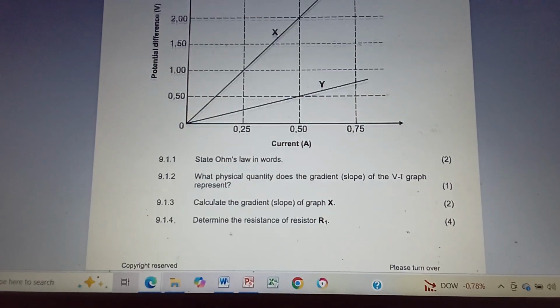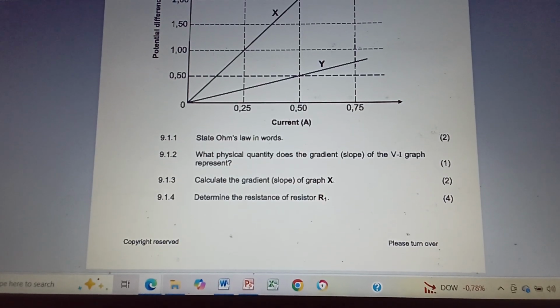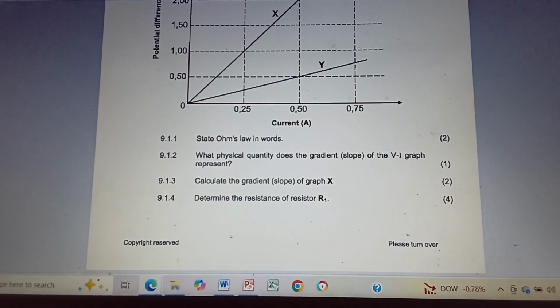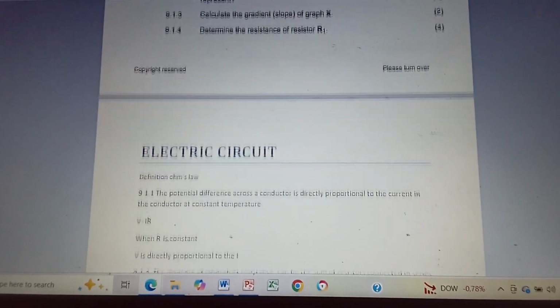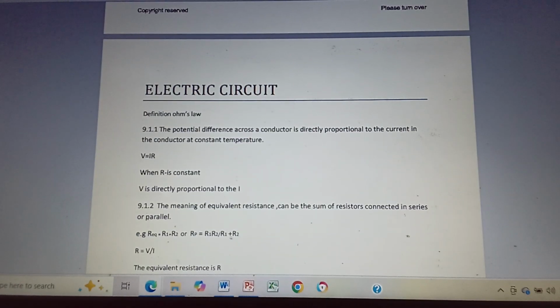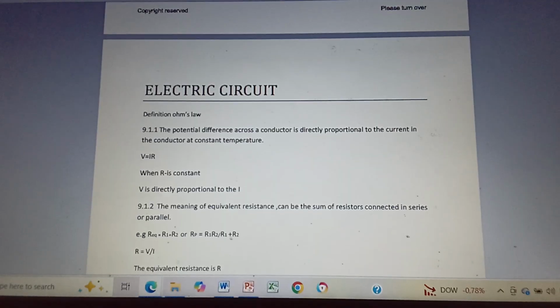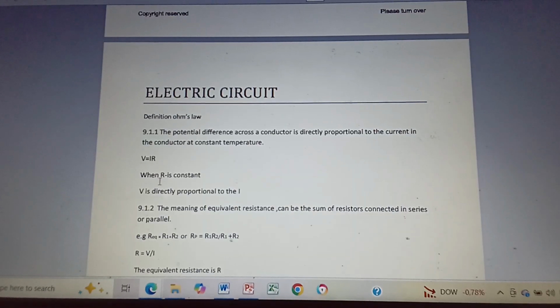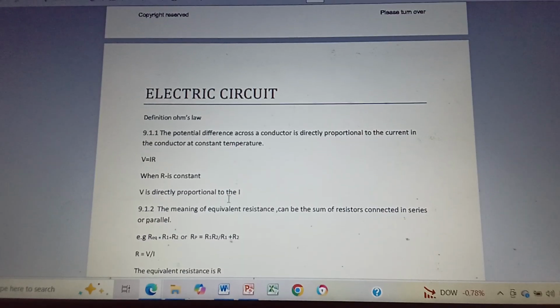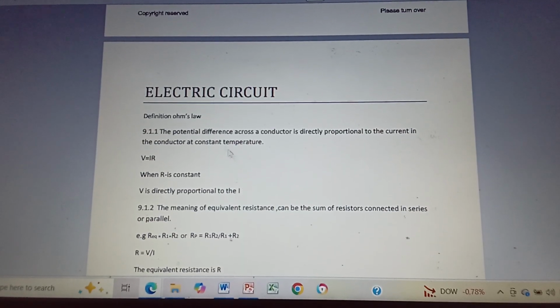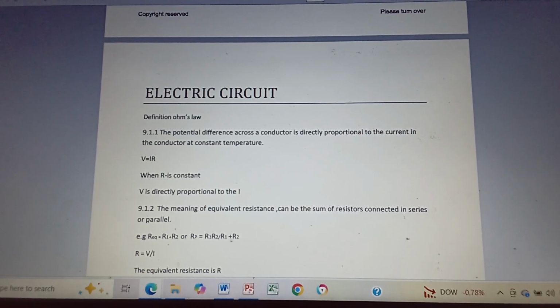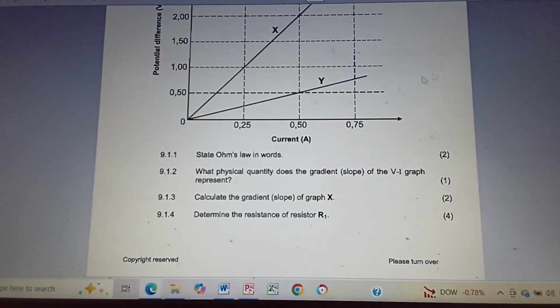Now, 9.1.1 says: state Ohm's law in words. The definition of Ohm's law in words is: the potential difference across a conductor is directly proportional to the current in the conductor at constant temperature. So now, this is the formula for Ohm's law. When R is constant, then V, which is potential difference, is directly proportional to I, which is the current. So this is the definition for Ohm's law. Now let's go back to the question.